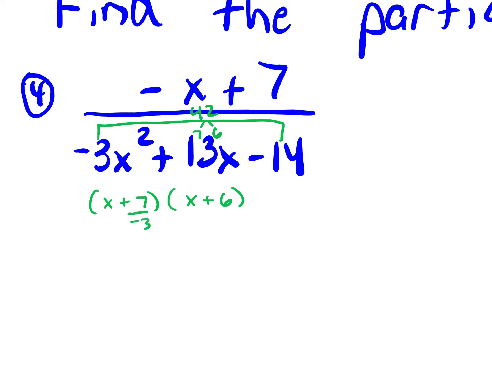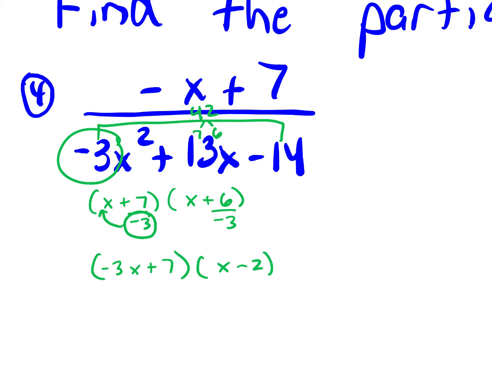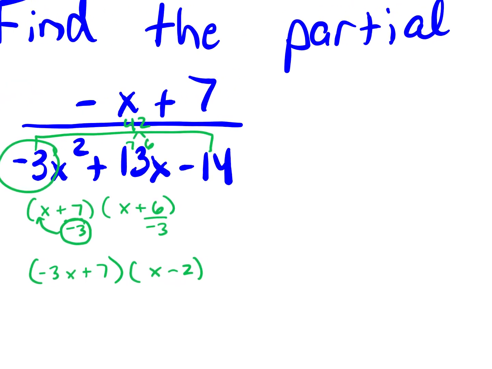So I have x plus 7, x plus 6. Divide both of them by negative 3. Since I started out by multiplying 3, I have to make sure I go back in and divide. So if it doesn't go in, what do I do with the negative 3? Put it in front of the x. So this is negative 3x plus 7. And then 6 divided by negative 3 would be negative 2. So x minus 2. So I set up my partial fractions again. I have A over negative 3x plus 7 plus B over x minus 2.